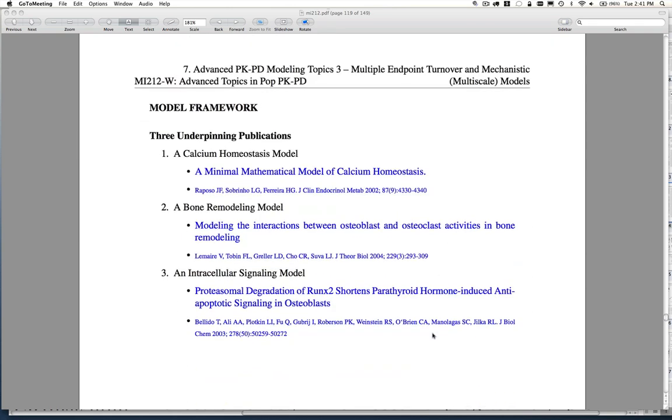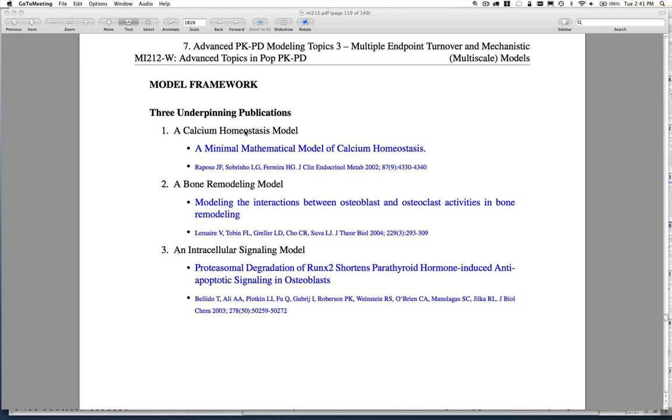The three models that I talked about, there was a model on calcium homeostasis. They call it a minimal model here. It was actually fairly involved. The one thing that it didn't do was it didn't consider any changes occurring from the bone or any calcium changes to and from the bone, and so that was a limitation of that model.